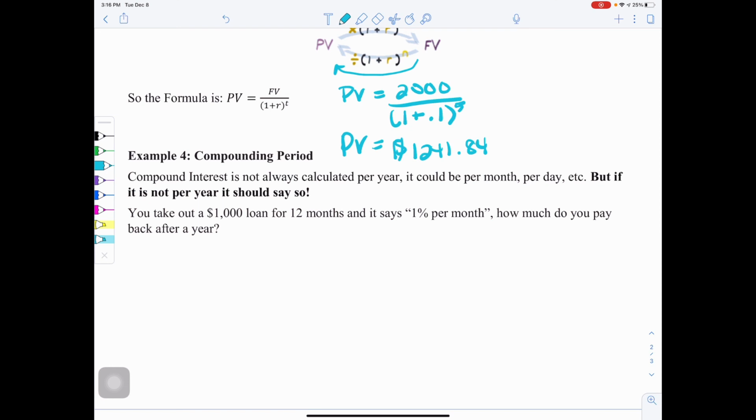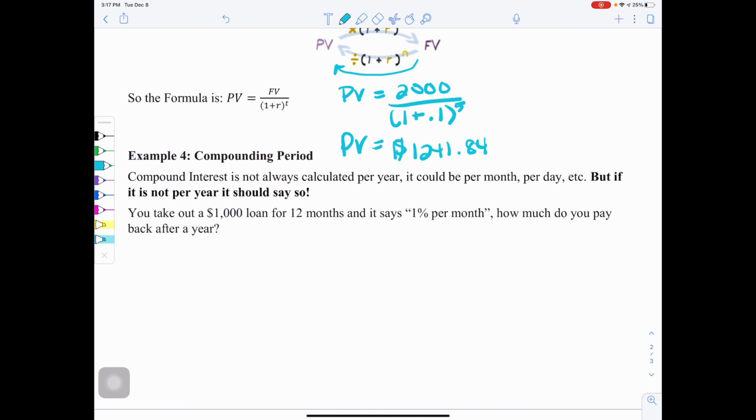In our last example, compounding period. Compound interest is not always calculated per year. It could be per month, per day, etc. But if it's not per year, it should say so. So know that. If it doesn't state, it automatically defaults to year. So let's look at this.